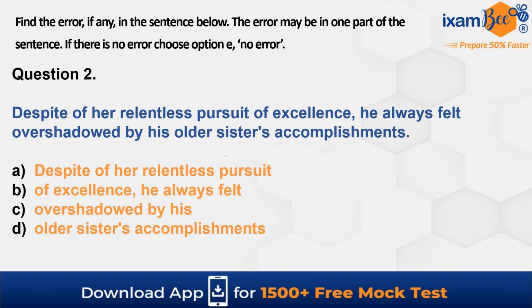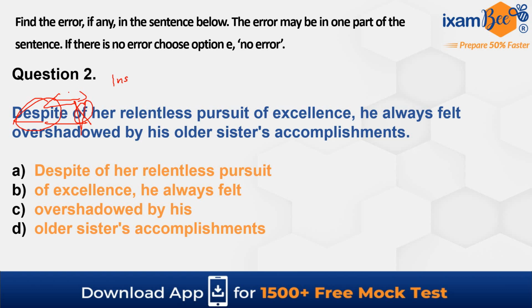Next question. Despite of her relentless pursuit of excellence, he always felt overshadowed by his older sister's accomplishments. This concept is very important because this kind of question comes in exams a lot of times. Despite is a preposition, and of is also a preposition. You don't need to have two prepositions at one time. Despite of doesn't make sense. With despite, you do not need to use of.